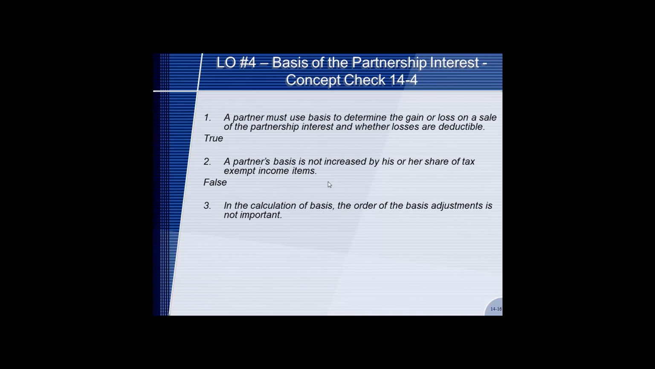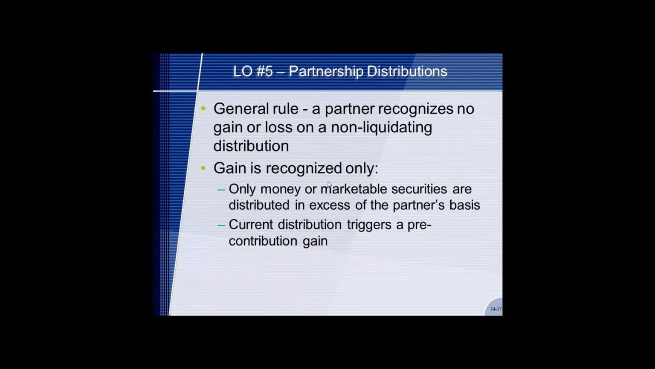In the calculation of basis, the order of basis adjustments is not important. That is false, actually. You need to follow that order because it's important to calculating. A partner's basis is never increased by his or her share of recourse liabilities. Recourse means that they can seek recourse, or they can seek payment from the partner. That's false. If the partner is responsible for the liabilities, then it does have an effect on the basis.